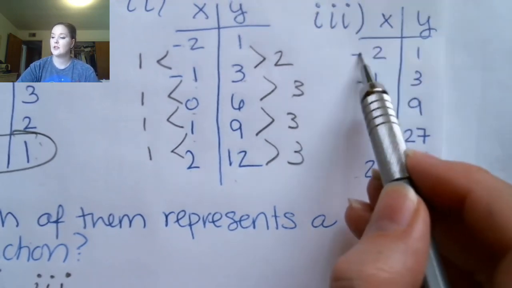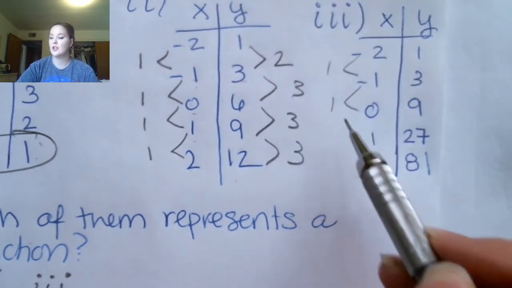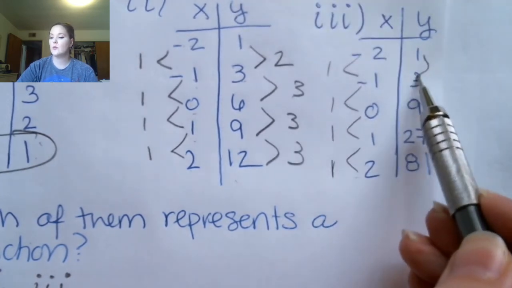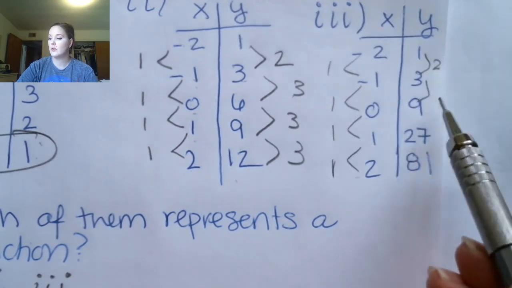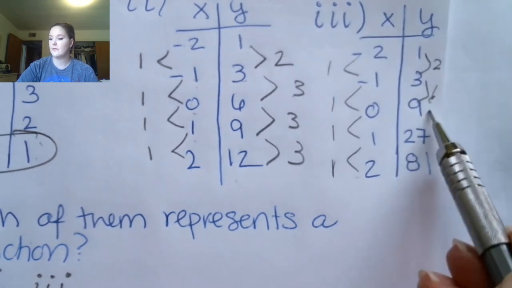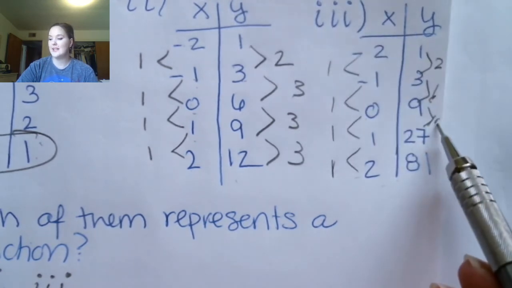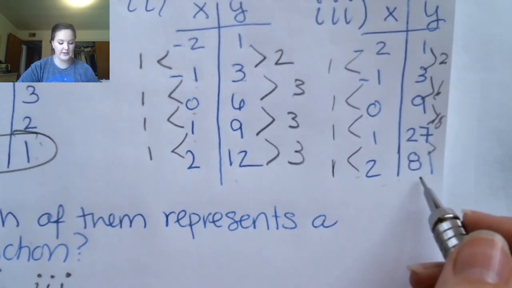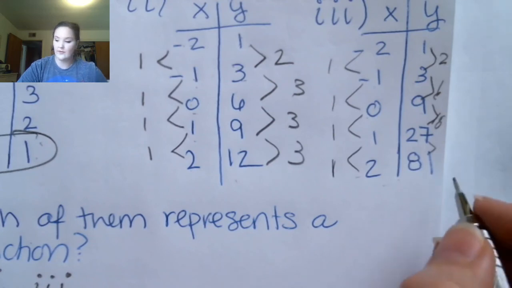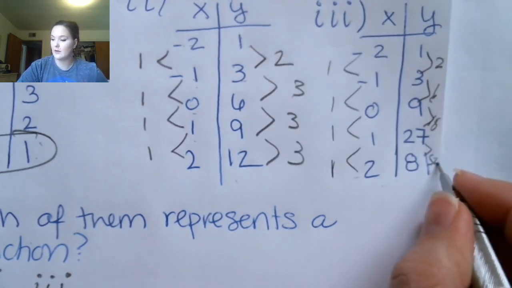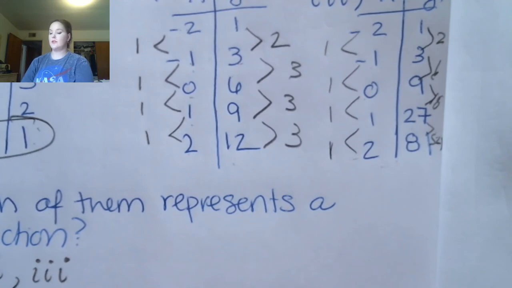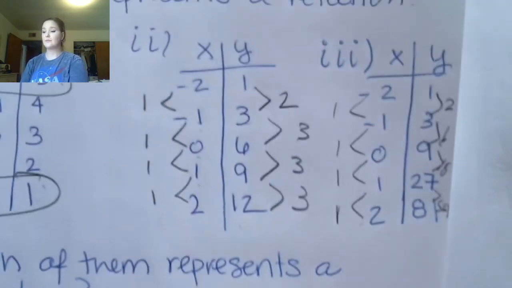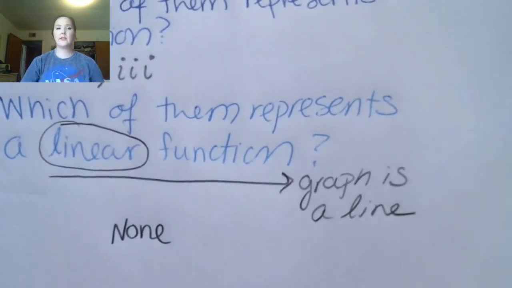Let's look at part 3. The change again is going to be 1 for the change in x everywhere. Now when we look at the change in y, here it's 2, here it's 6, right here it's 18, and here it's, oh, I don't even know, 81 minus 27, 54. So this is absolutely not a line. So none of these is a linear function.